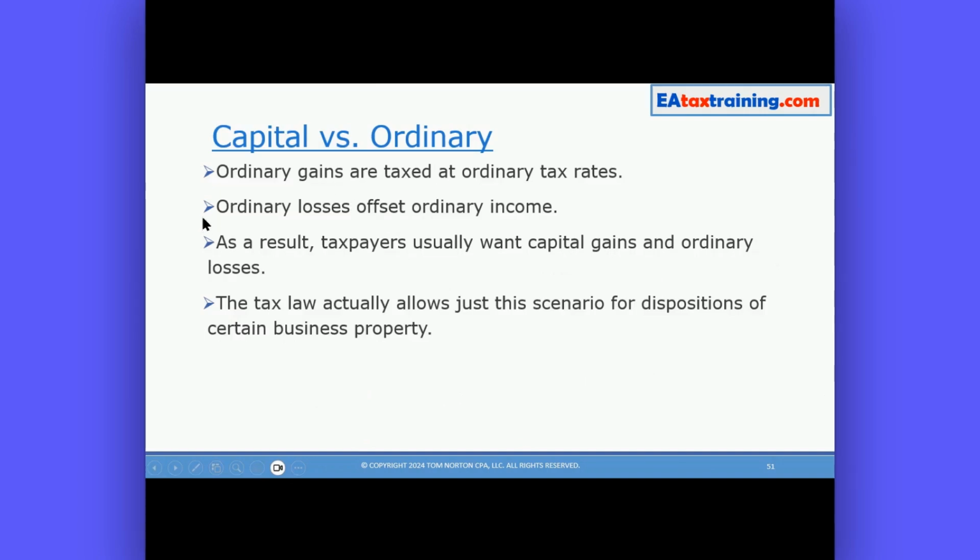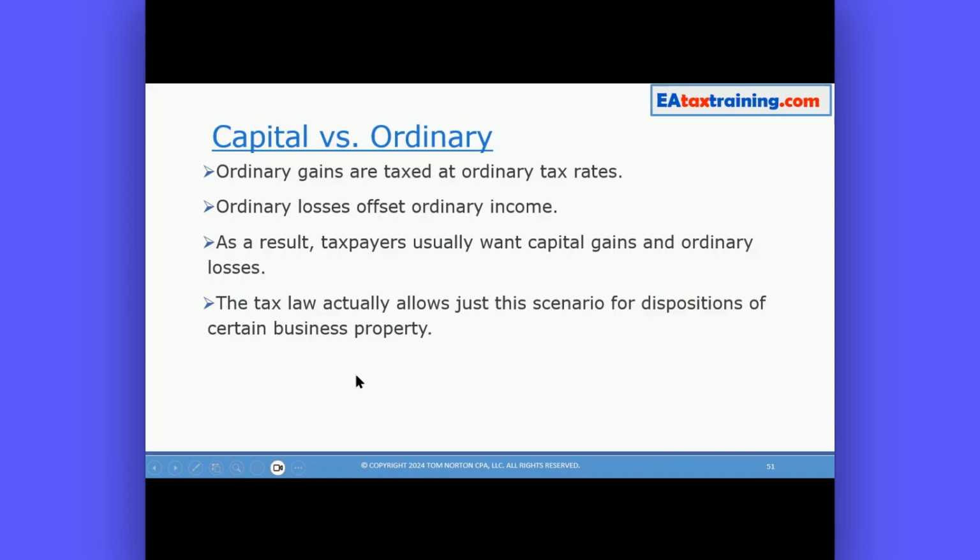So capital versus ordinary. Ordinary gains are taxed at ordinary tax rates. Ordinary losses can offset ordinary income. As a result, taxpayers usually want capital gains and ordinary losses. And the tax law actually allows for just this scenario for dispositions of certain business property.